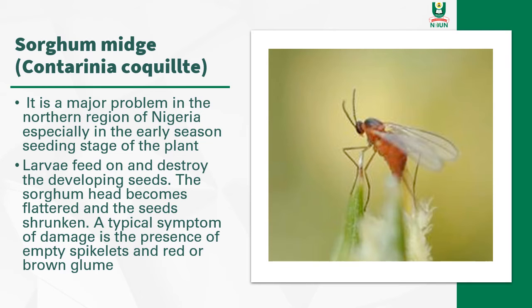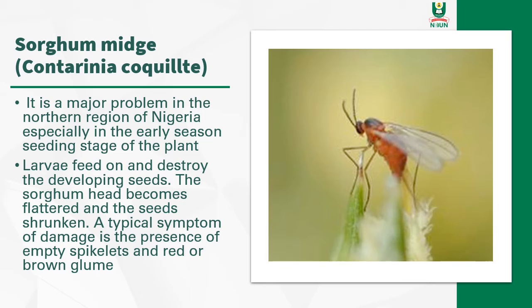Another pest here is the sorghum midge, and it's a major problem in the northern region of Nigeria, because that is usually where most of the cereals come from actually. So it is a problem of the northern region of Nigeria, and it usually comes in at the early season, the early seedling stage of the plant. And what these larvae do is that they feed and destroy the developing seeds of this sorghum plant.